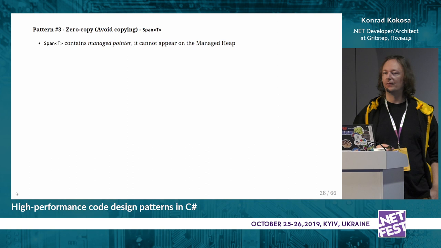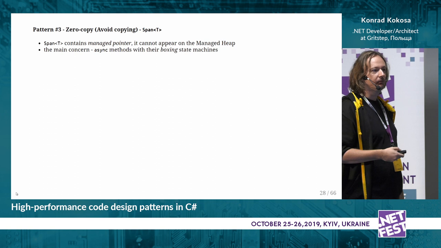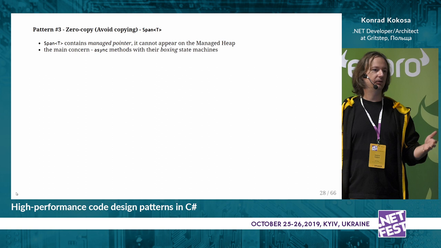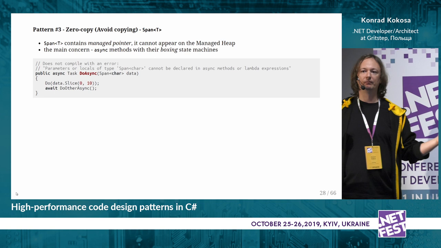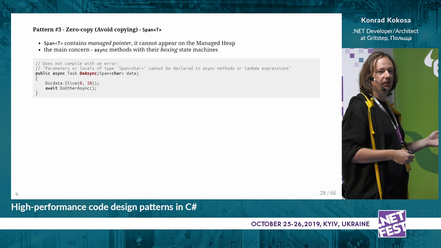And the problem is that it contradicts the usage of async, because async underneath is using so-called state machines. The state machines can be boxed. They can live in the managed heap. So in other words, we just cannot merge async and span. If we have an async method, it cannot use a span as an argument or a local variable. It will simply not compile because it is prohibited.